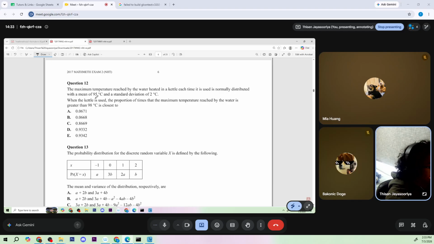Question D. Here, the temperature is normally distributed with a mean of 95 and a standard deviation of 2. When the kettle is used, the proportion which reaches a maximum temperature greater than 98. We want it to be greater than 98. So if we look at our normal distribution, here we have our mean of 95, our standard deviation of 2. We want it to be greater than 98.